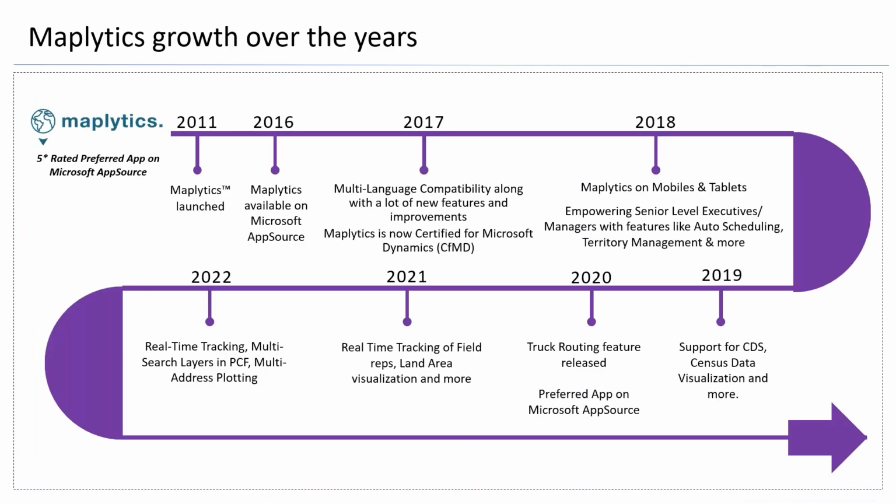So let's go through the growth of Maplytics over the years. Maplytics has been there for more than a decade now. We started in 2011 as a store locator, and we developed it more as our team researched about the customer requirements, and of course the valuable feedback from our customers and partners contributed a lot. As we grew, we added proximity search, routing optimization, territory management, and many more features over the period.